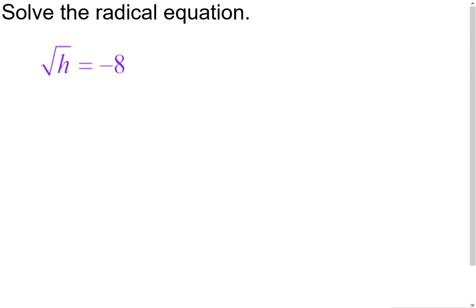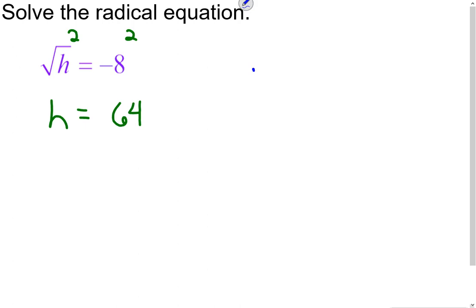Now, if I take a look at this equation, very similar to the last one, the radical is already isolated. So I can go ahead and square both sides to get rid of the square root. And now I'm left with h equal to 64. So you'd think 64 is my solution. But again, remember, we always have to check it.